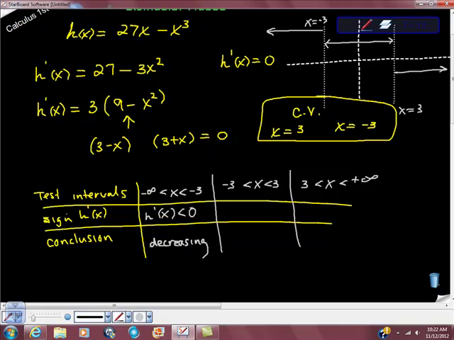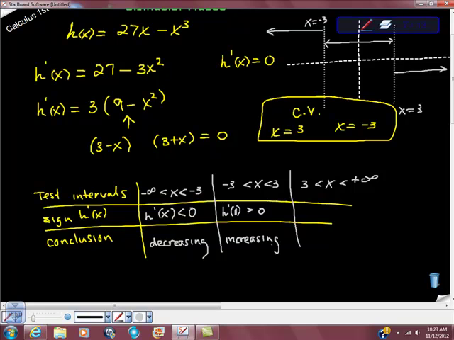If you want to, you can put in the test value. I think that's a good idea, because right now it's bothering me a little bit. What's the test value in here? Yeah, I could use h prime at 0. And h prime at 0 is what? It's going to be greater than 0 because you have 3 minus 0 is positive 3, 3 plus 0 is positive 3, 3 times 3 is 9. That's a positive number.